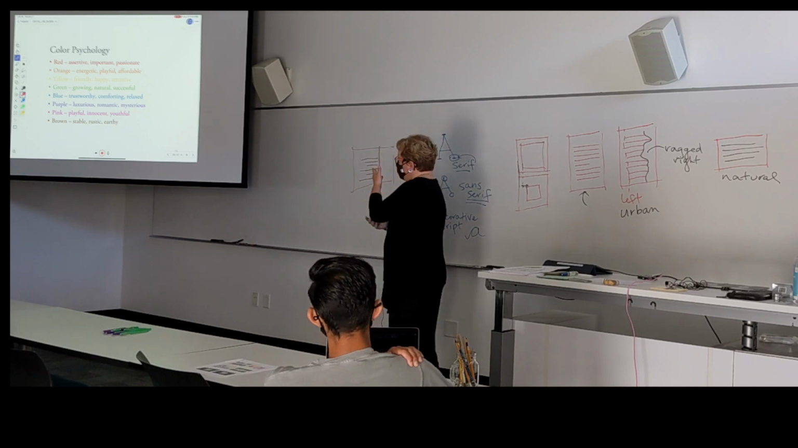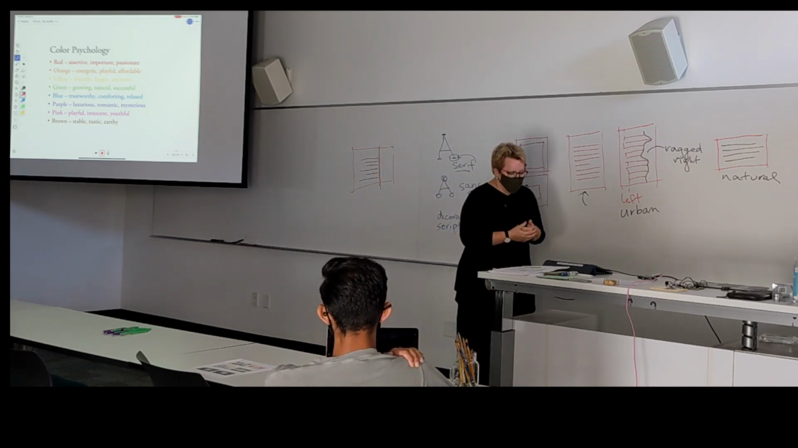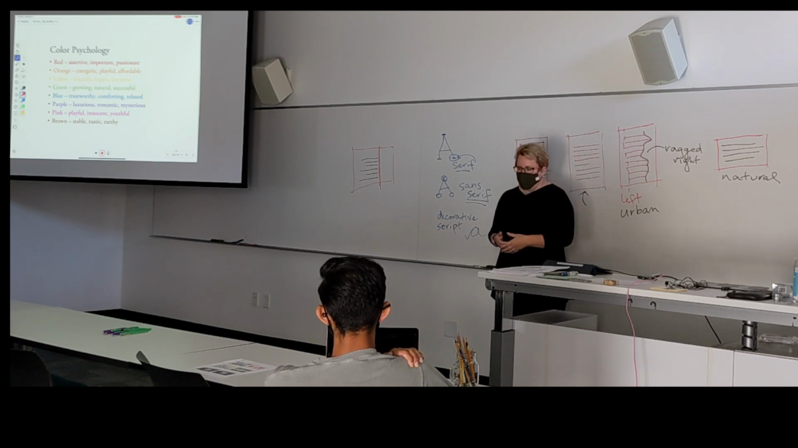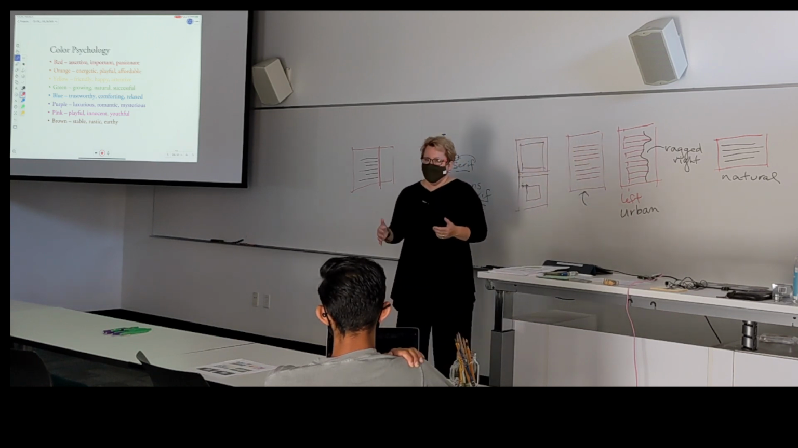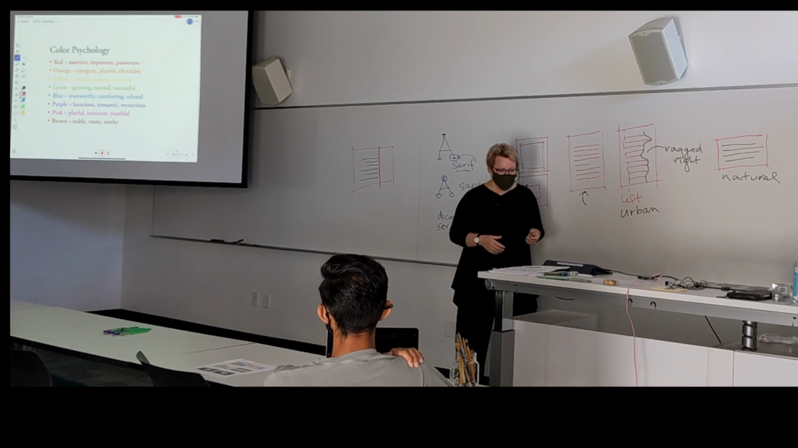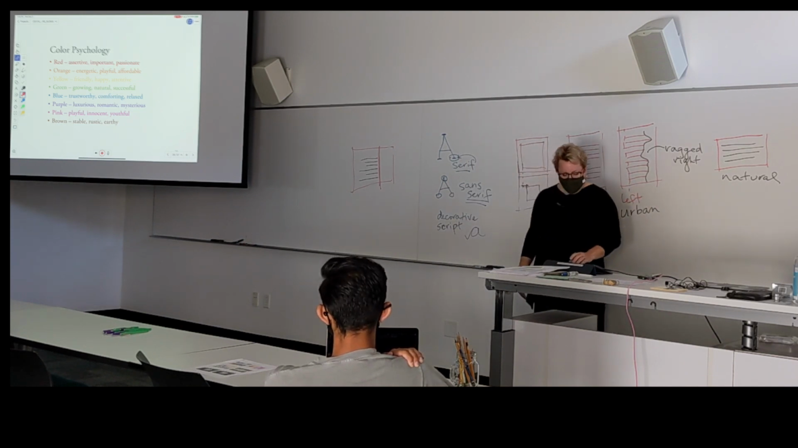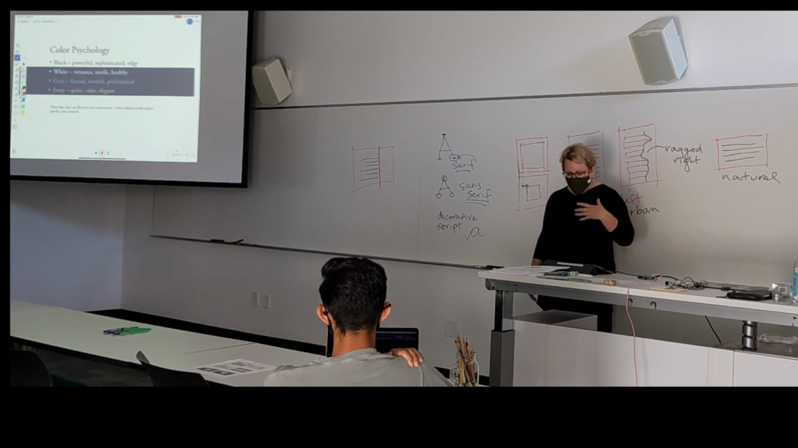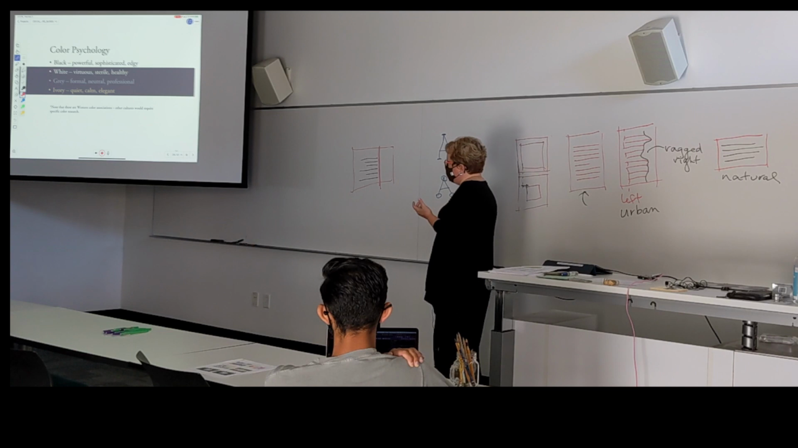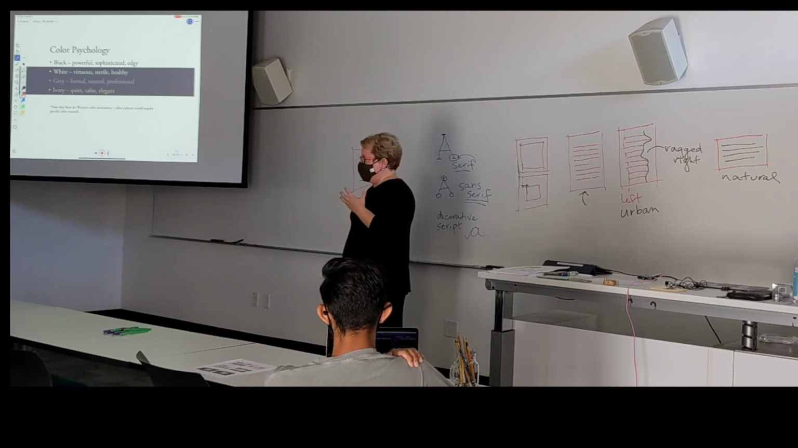So blue is trustworthy, comforting, relaxed. Purple is luxurious and romantic. Purple is also a passionate color as well, not just red. Pink is playful and innocent and youthful, and brown is stable and rustic and earthy. And then we have the black, which is powerful and sophisticated and edgy.